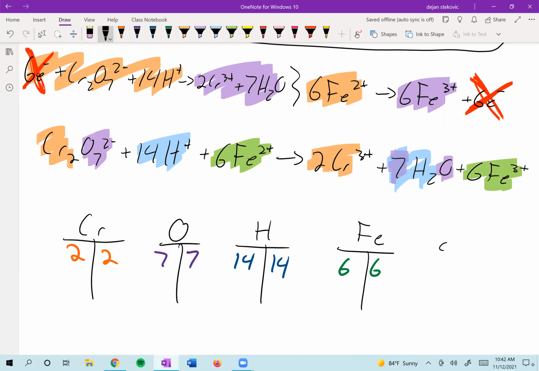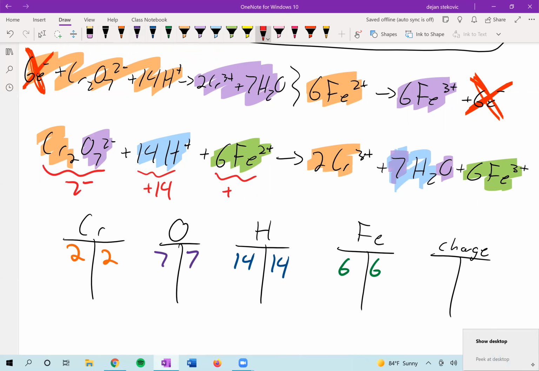And then the last thing you want to check is the charge, right? The charge needs to be the same on both of these. So over here on the left side, we have this 2 minus, we have plus 14, and then we have plus 2 times 6, which is 12, for a total of plus 24. Here we have 2 times 3, so that's plus 6. Here it's just 0, and then 6 times 3 is plus 18. Add those up, we get plus 24, right? So you notice that the charge is balanced as well.